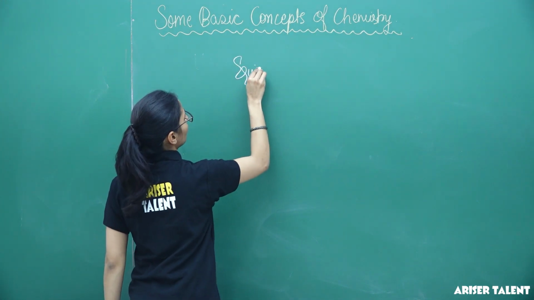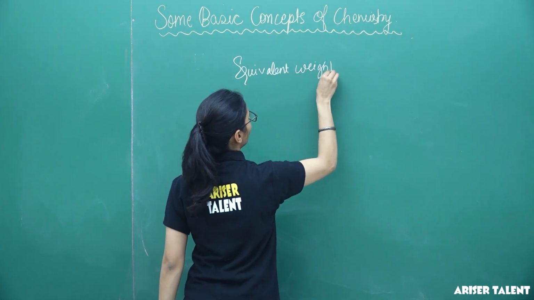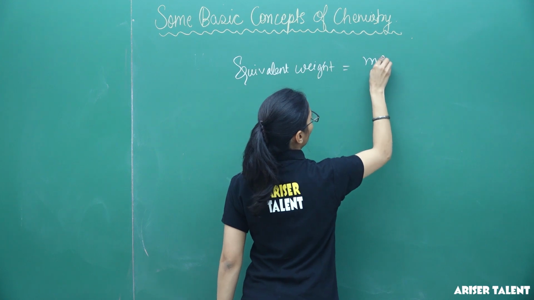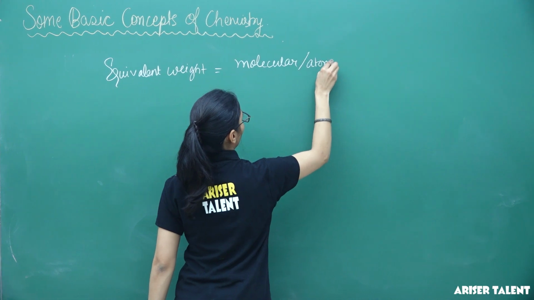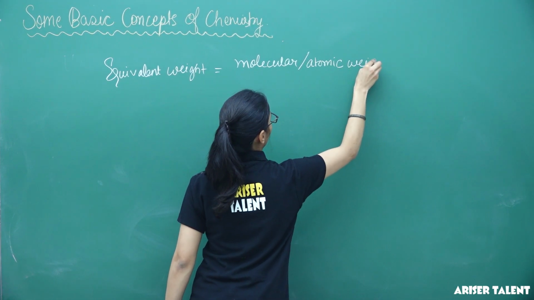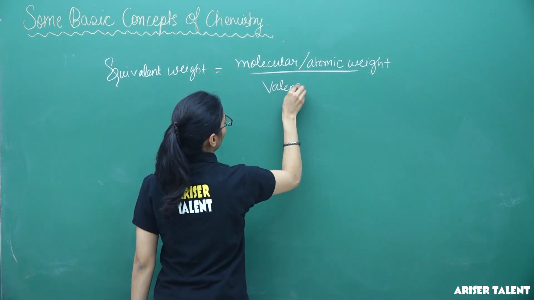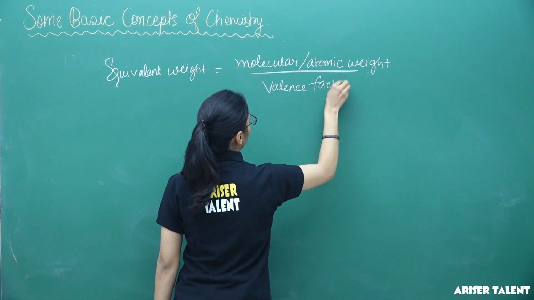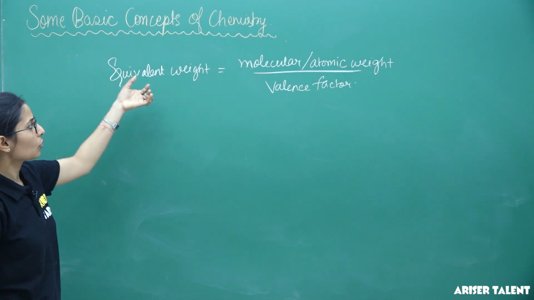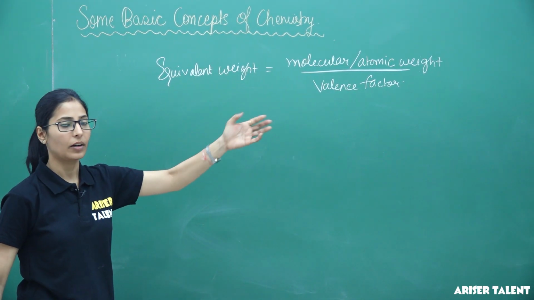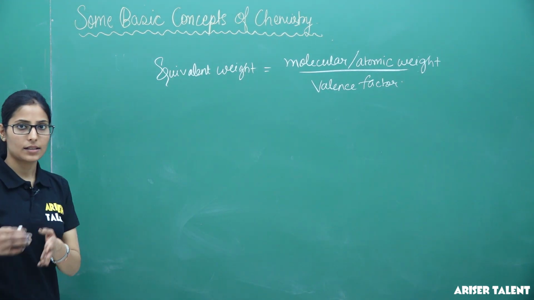First of all, write down that equivalent weight in general is the molecular or atomic weight, whatever is applicable, divided by the valence factor. Okay. We will see with an example what a valence factor is. Basically, you need to remember this: equivalent weight is molecular or atomic weight, whatever is applicable, divided by the valence factor. Okay.